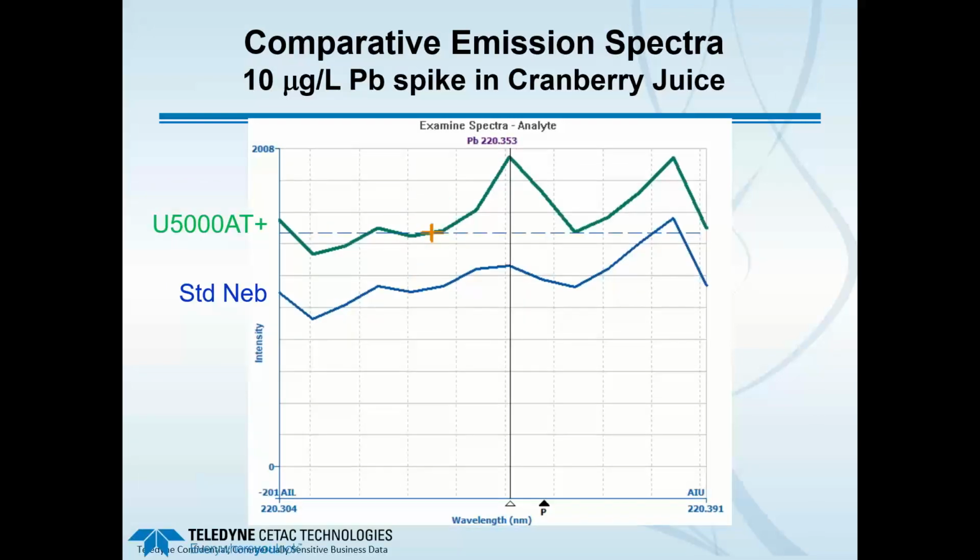Similarly, with lead, spiked at the same level, 10 part per billion, in the same matrix of cranberry juice, we can see a lead peak with the ultrasonic nebulizer, noted by the green line. At the blue line with the standard nebulizer, we cannot really see a distinct peak for that lowest level spike.